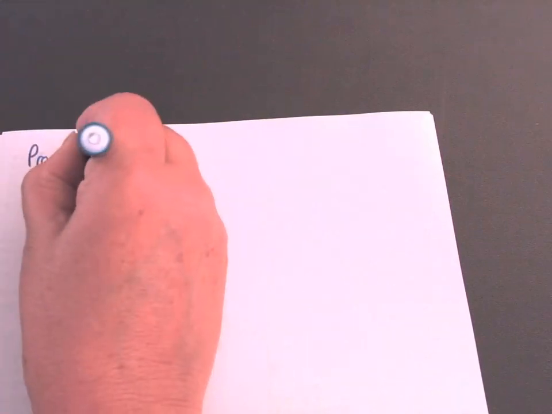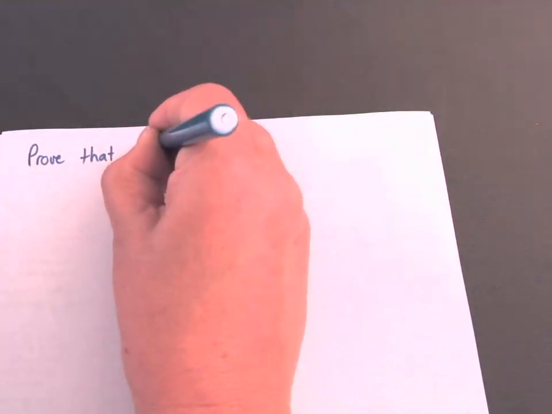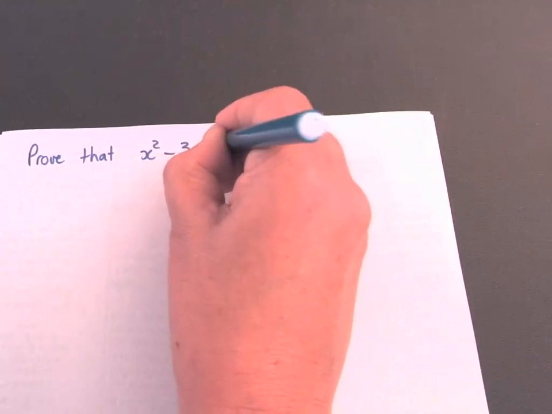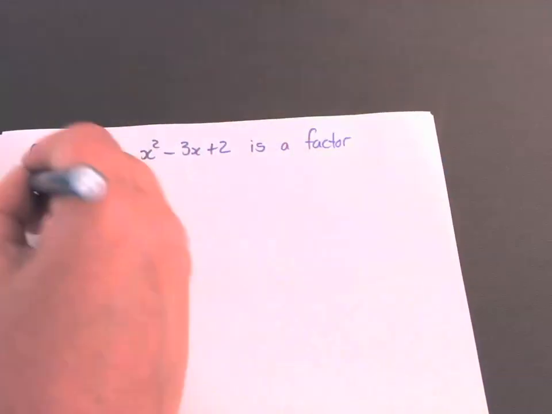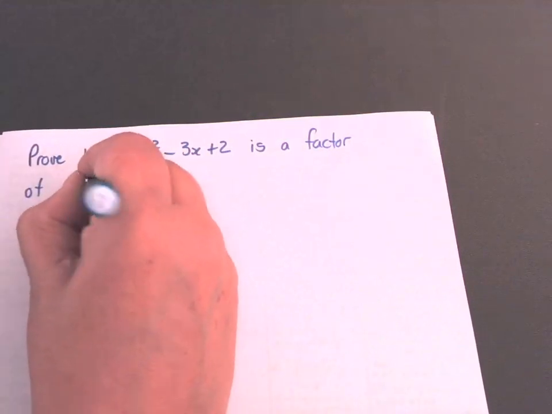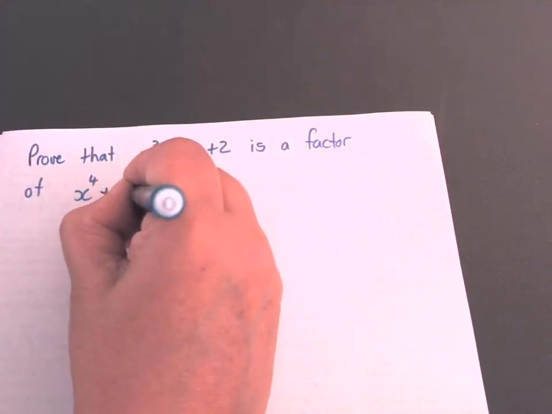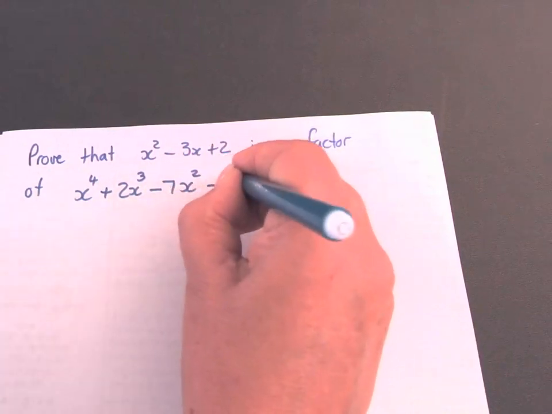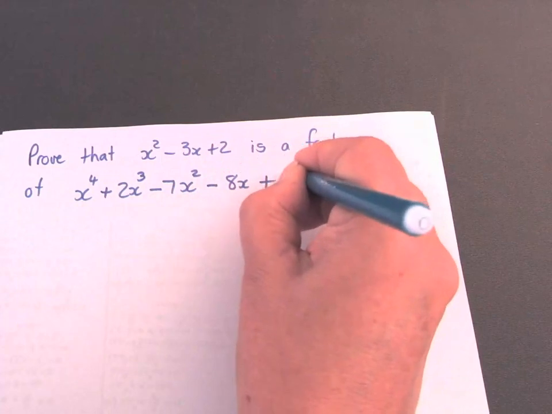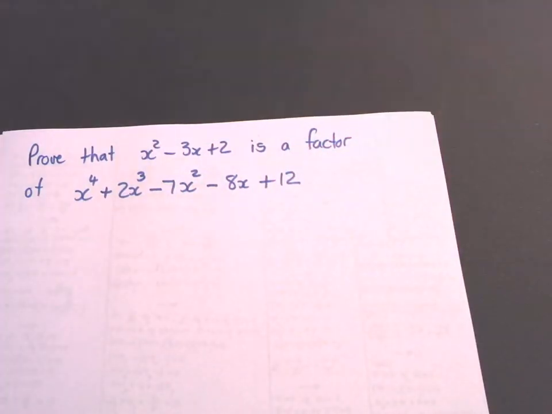Prove that x squared minus 3x plus 2 is a factor of x to the power of 4 plus 2x to the power of 3 minus 7x squared minus 8x plus 12. Yes. Is this one on your paper?